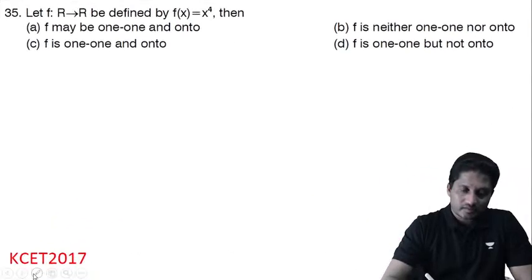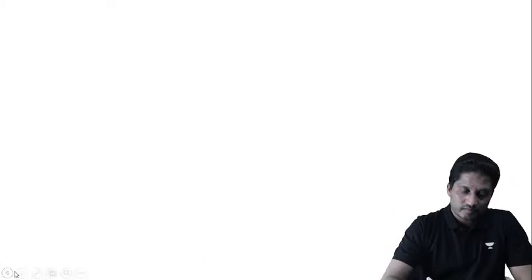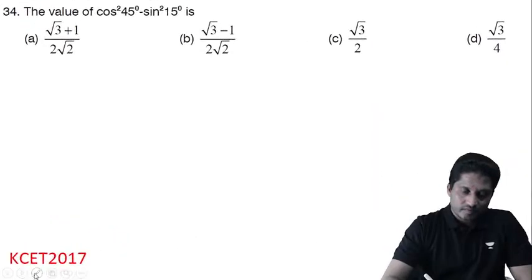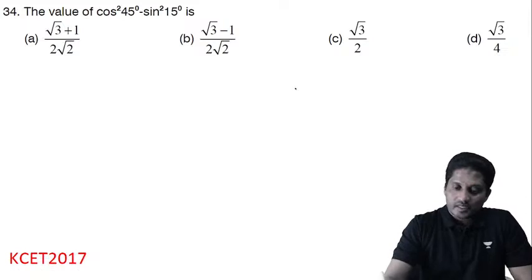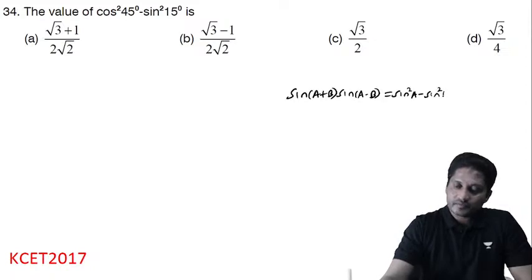then sine of A plus B into sine of A minus B will be equal to sine square A minus sine square B. And similarly, if I have cos of A plus B into cos of A minus B, that's equal to cos square A minus sine square B.